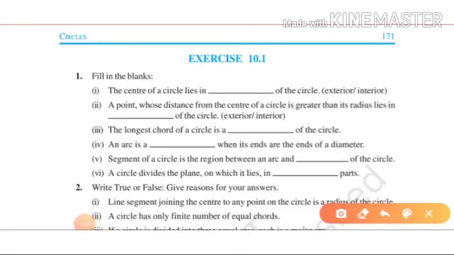Now try to do this exercise by yourself. I will give you the answer. Read all that I have explained throughout, and try to do this exercise. Thank you.